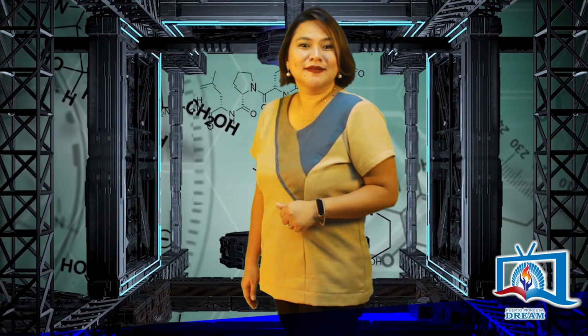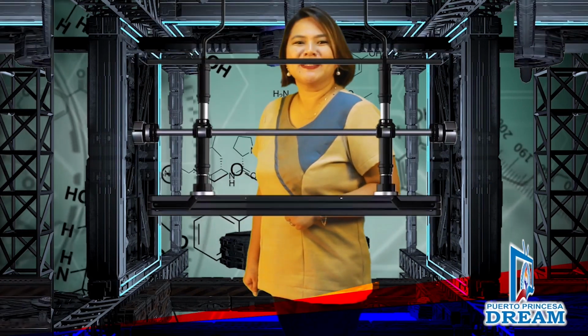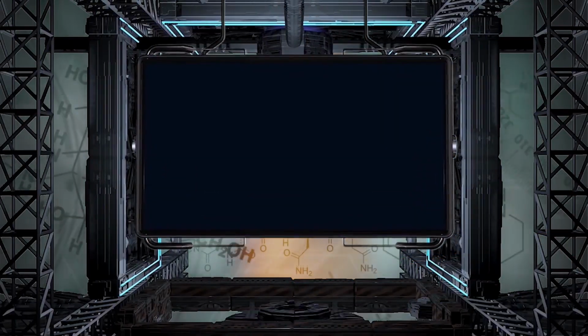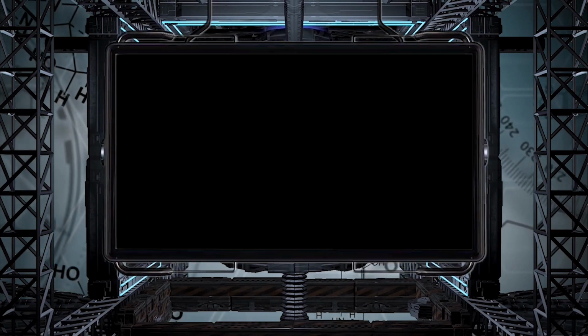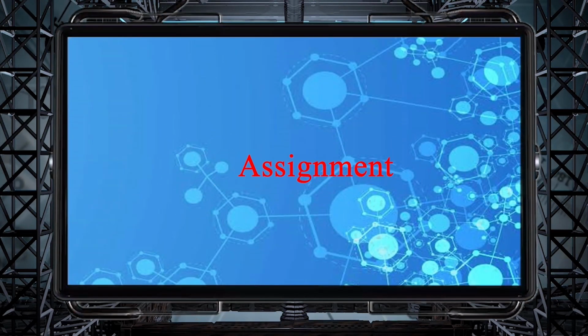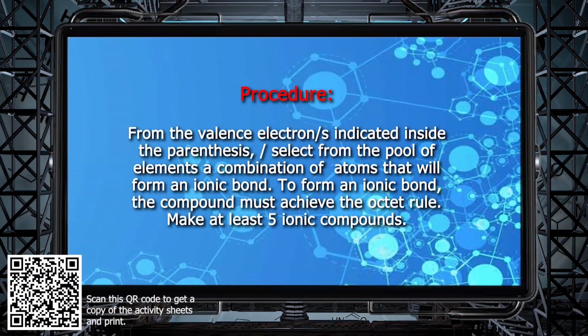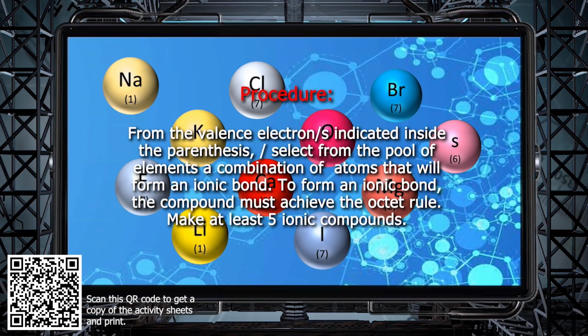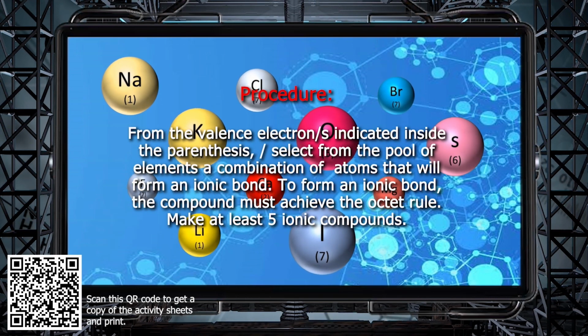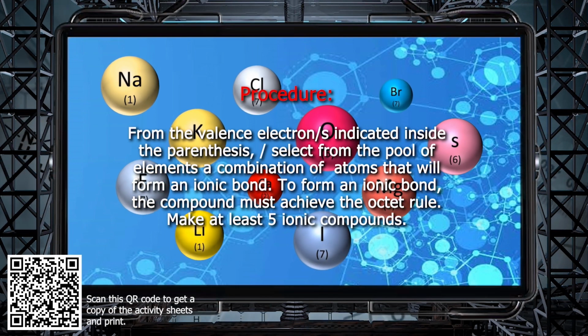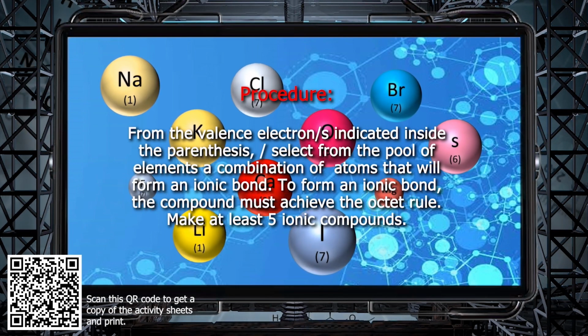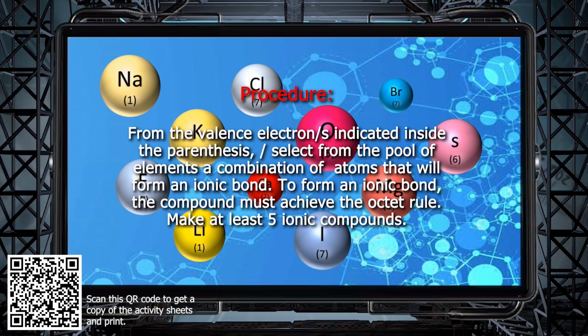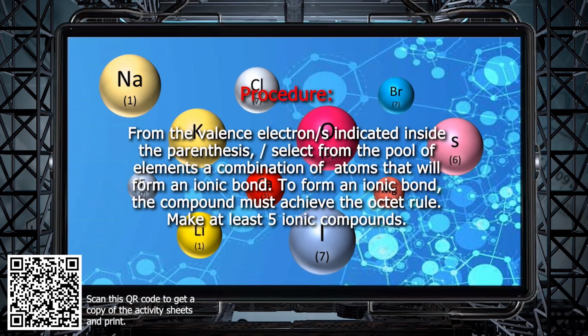Want more? Let's have it as your assignment. For your additional task, do this activity. Procedure. From the valence electron or electrons indicated inside the parentheses, select from the pool of elements a combination of atoms that will form an ionic bond. To form an ionic bond, the compound must achieve the octet rule. Make at least 5 ionic compounds.